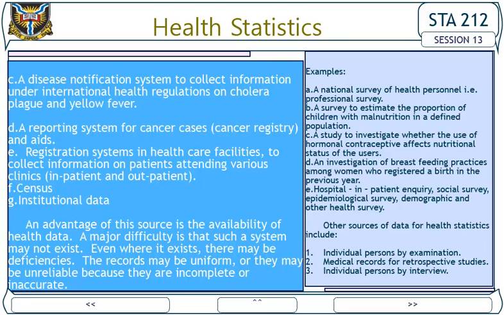Other sources of data for health statistics include: 1. Individual persons by examination. 2. Medical records for retrospective studies. 3. Individual persons by interview.